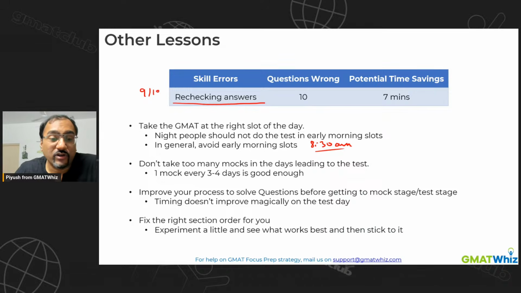Fix the right section order for you. Experiment a little and see what works best, and then stick to it. That's super duper important, guys. And that is what will get you the target score.